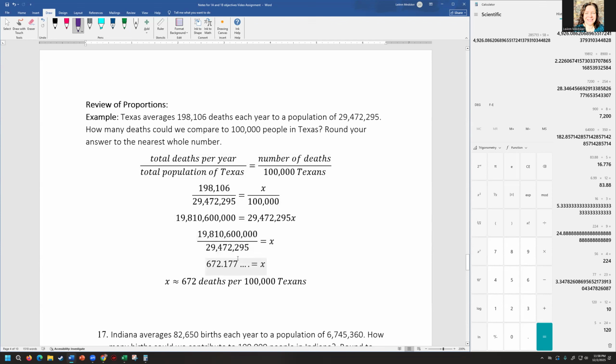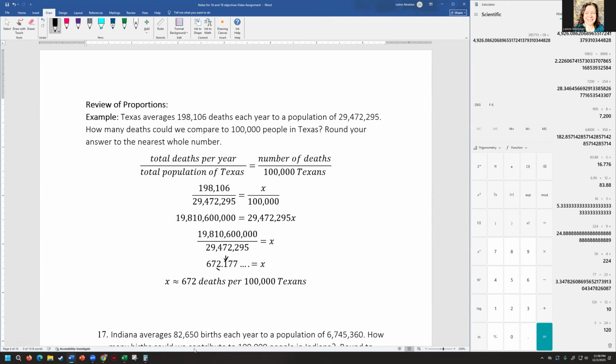And then when I got that on my calculator, we're rounding to the nearest whole number again. So I wrote out a few more extra decimal places. It was 672.177. When we're rounding, though, to a whole number, we only look at the ones place and the digit directly behind it. So since that's a 1, it does not bump that up to a 3. So this would be roughly 672 deaths per 100,000 Texans.